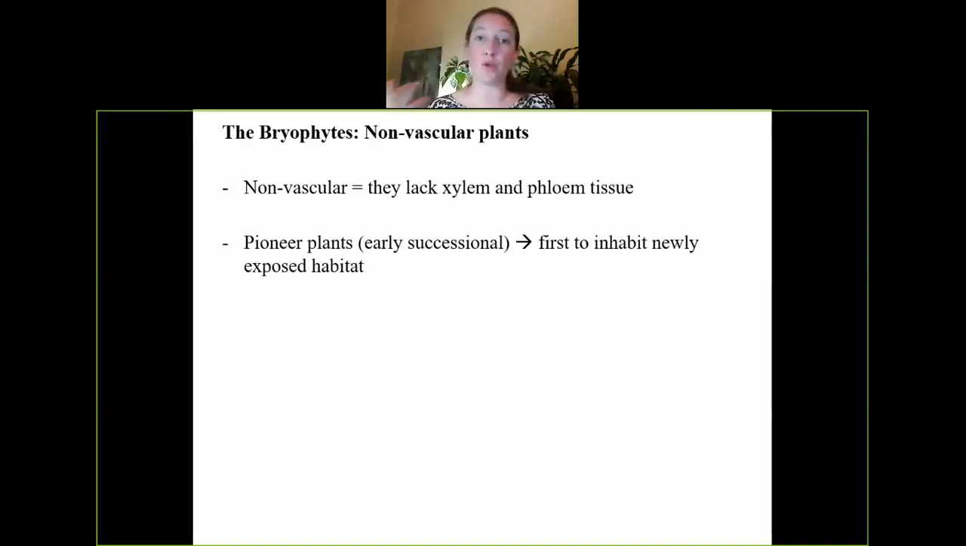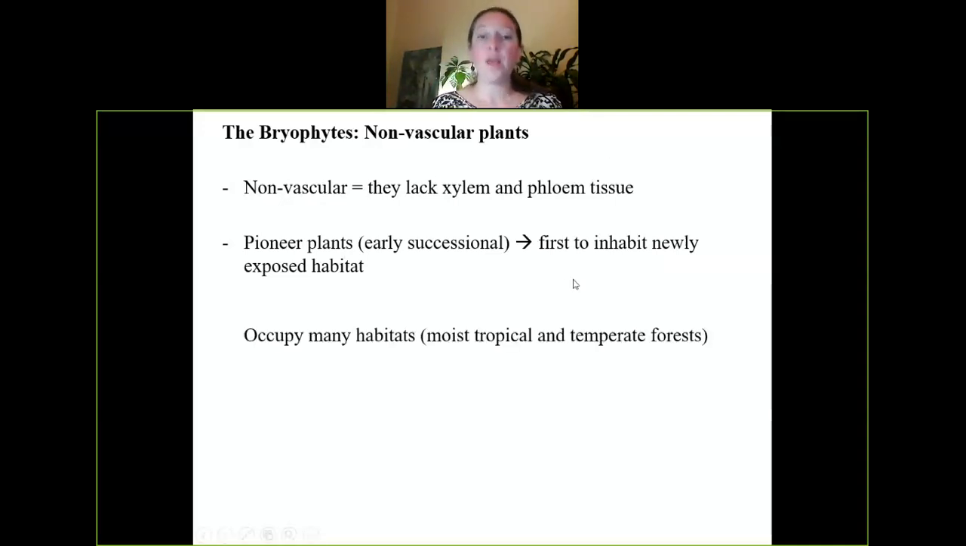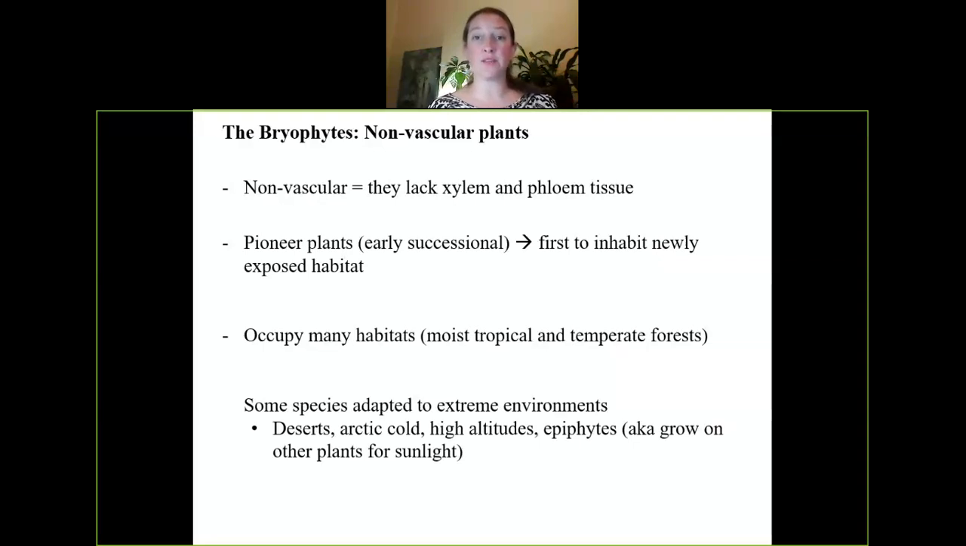That's also why they can grow on a rock, or why they can grow on a sidewalk or on the side of your house. They can live in a lot of different habitats, but they tend to be in moist tropical and temperate forests because remember, they need water for the sperm to swim. But there are some species of mosses, liverworts, and hornworts that can live in really, really extreme environments. So some of them live in deserts, believe it or not. Some of them live in the cold. Some of them grow on other plants. So remember, they have to be really short. So maybe you're in a tropical forest and there's all these tall trees. Well, I don't get any sun. So maybe they will grow on the tree in order to be able to get sun.